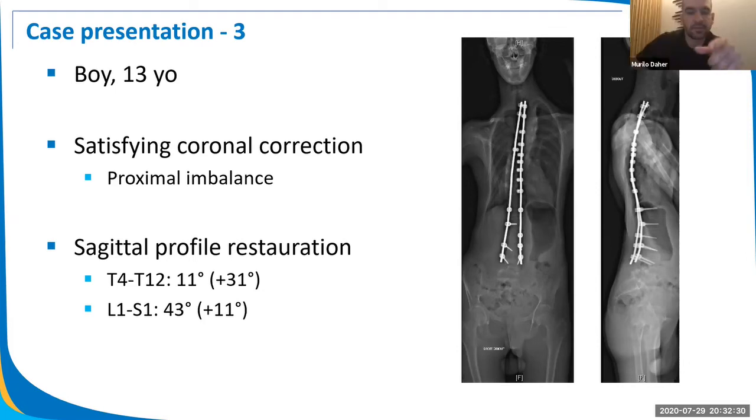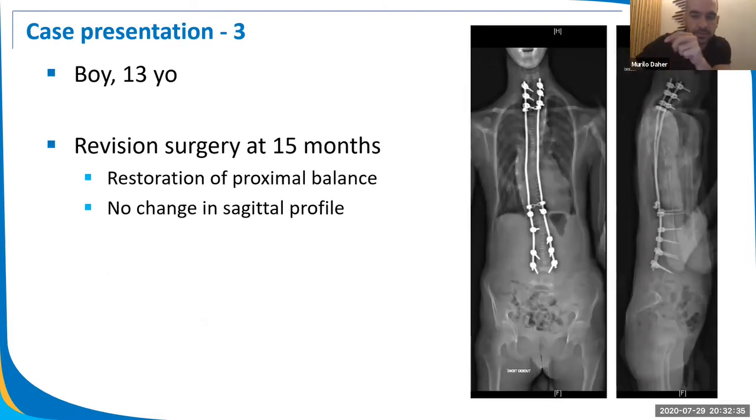Okay. And in the revision, did you perform any osteotomy, or only go a little bit higher with screws? No, we just went one level above. So it was T2 and we went to T1.